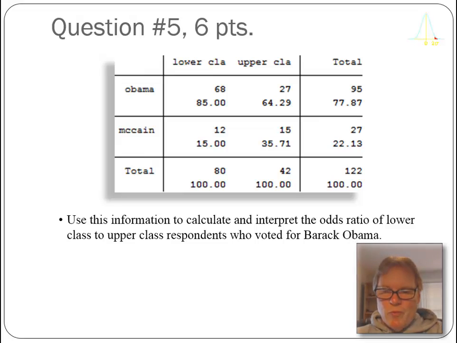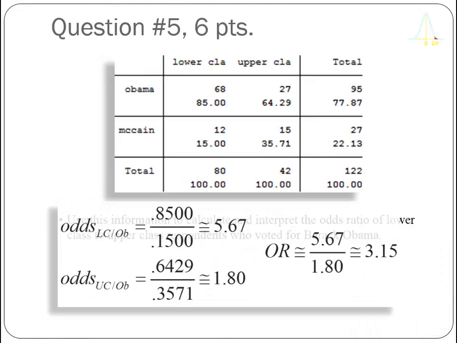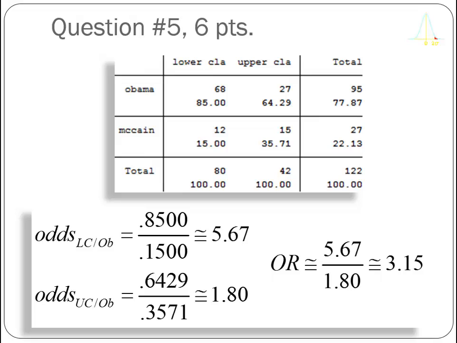Let's see how those numbers work. We're going to have to calculate two separate odds. The odds of lower class respondents voting for Obama, which is 0.85 divided by 0.15, or approximately 5.67 to 1.